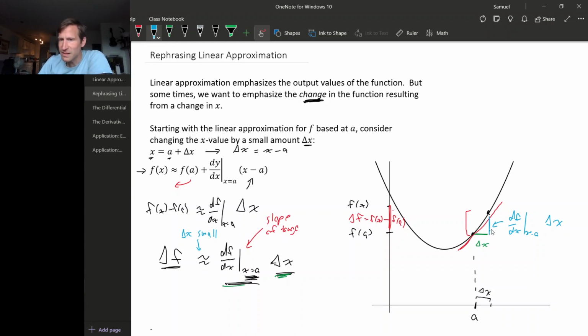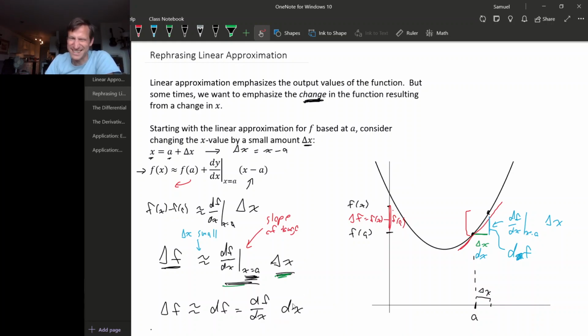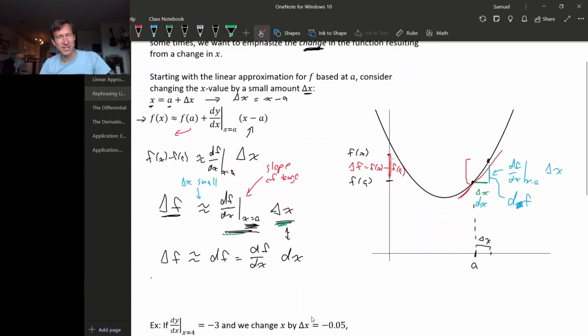Okay, now often this blue bar gets called df. And delta x is often also called dx. So we can write this as delta f is approximately df. And df is just df dx times dx. Right? dx and delta x are really the same thing. So let's use this idea to approximate the change of a function.